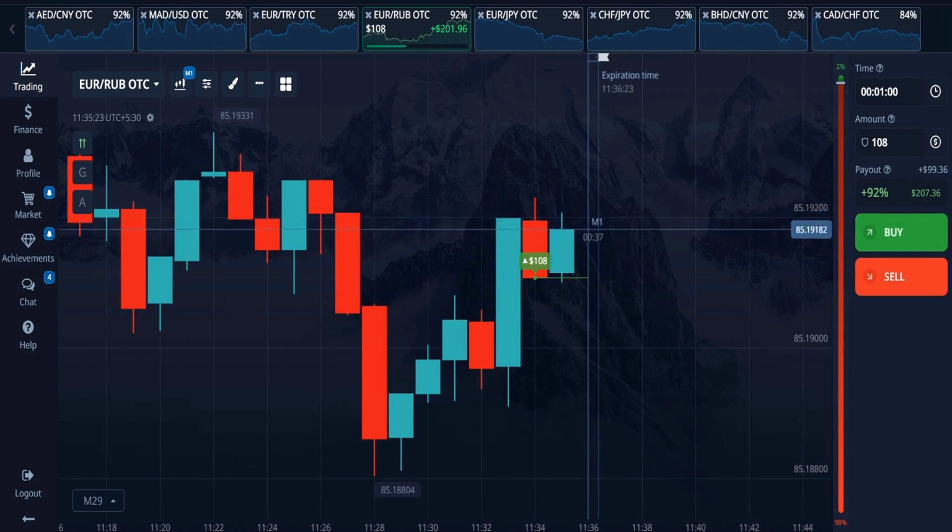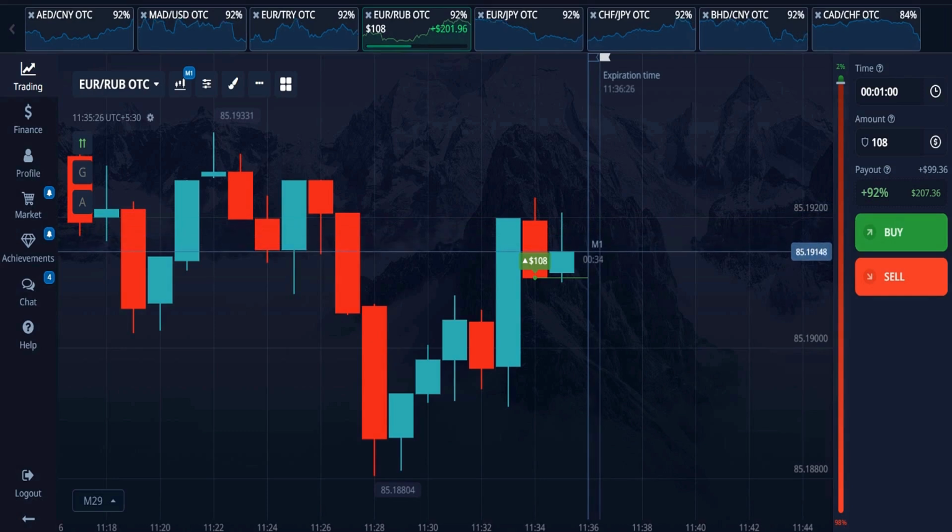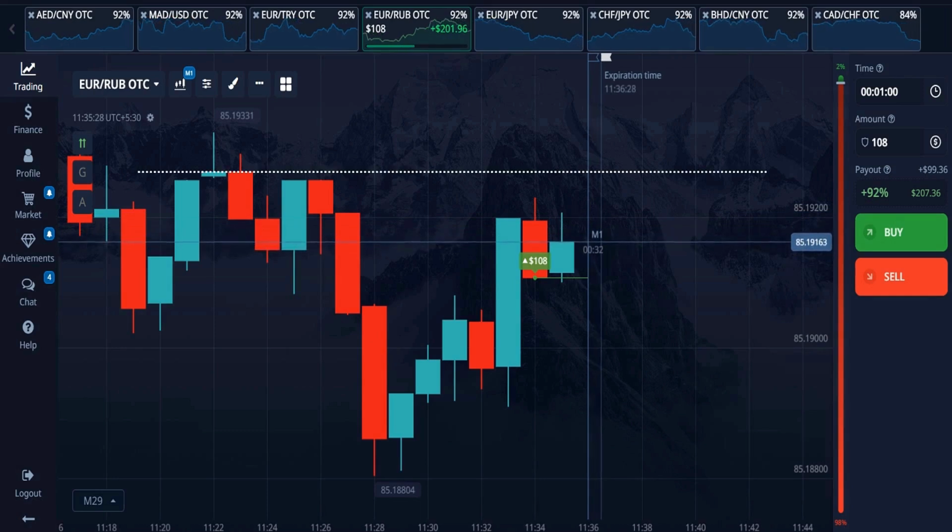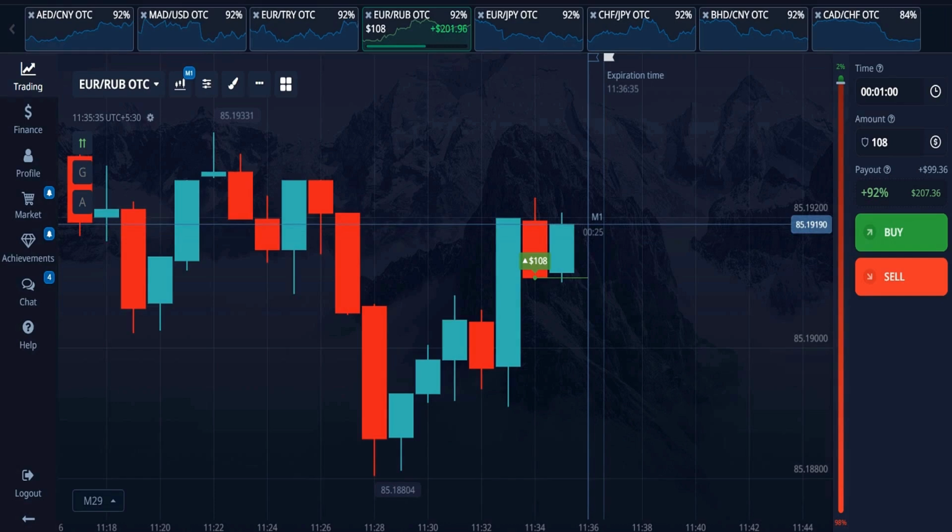Before we proceed, I want to highlight something important. The trade setup is near a resistance level, but don't worry. In this case, the resistance is weak, and there's still room for another bullish candle to form. However, always keep support and resistance levels in mind when taking trades.